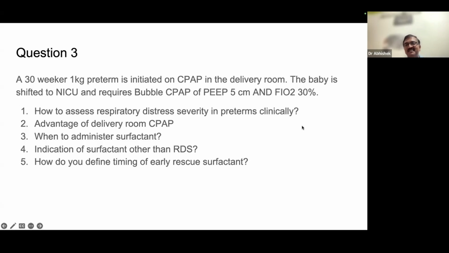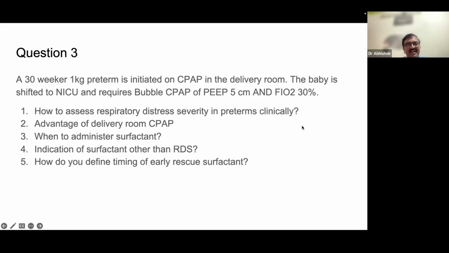What clinical outcome does it convert into? Decrease the need for surfactant, reduce the need for mechanical ventilation, right? When should we administer surfactant? I think Veera covered it in the last case. In late preterms, when do you consider surfactant in this 30-weeker 1 kilo? At what CPAP level? PEEP more than 6, FiO2 more than 30.